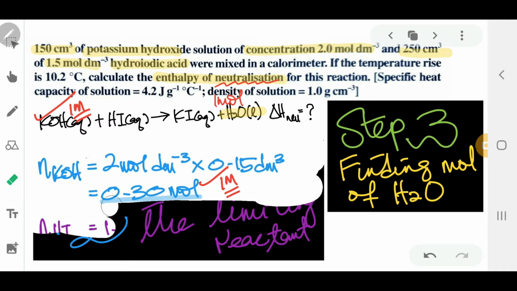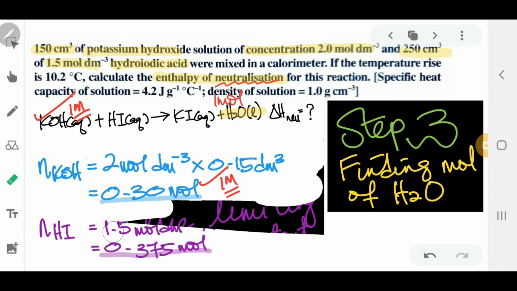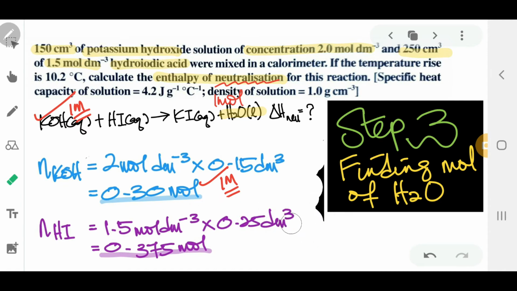Okay, next you need to find the number of moles of the acid, which is the hydroiodic acid, and you should get something like this. It's the same steps. You take the molarity of the hydroiodic acid multiplied by the volume of the hydroiodic acid, which is 250 centimeter cubed. But to find the number of moles, you have to change that into liters or decimeter cubed, like what I have done over here. And you should get 0.375 mole. For that, you should be given another 1 mark.